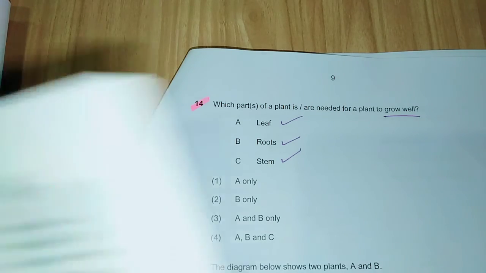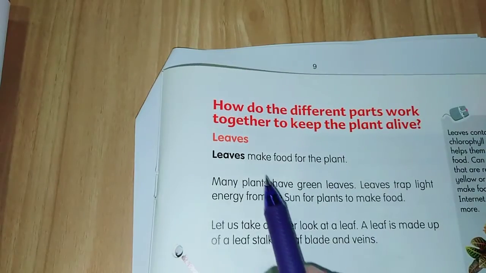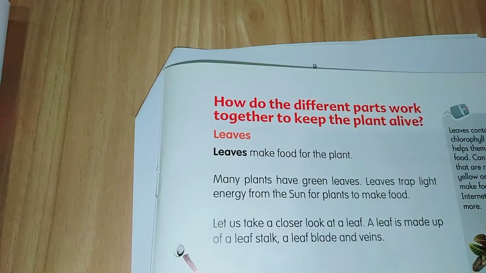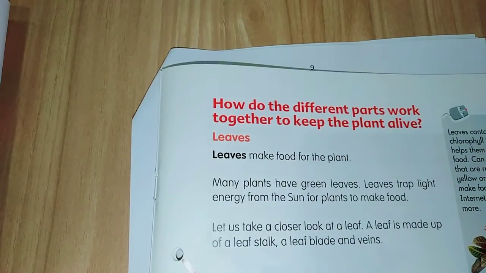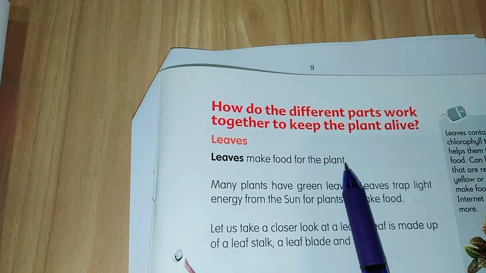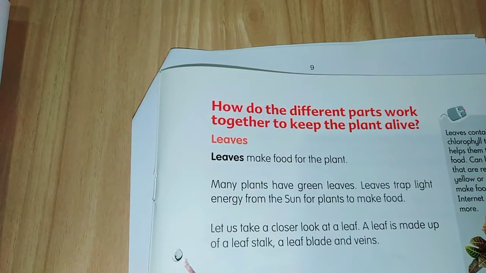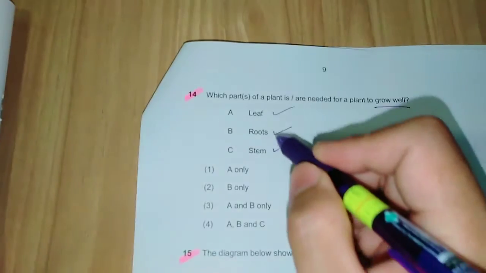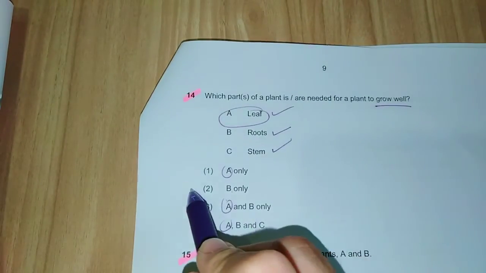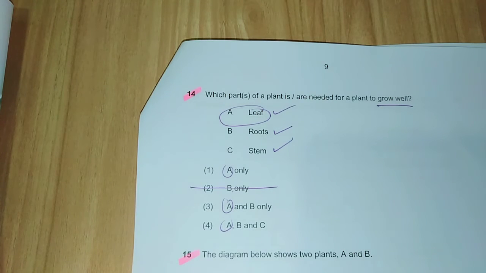Let's start with the leaf. Leaves make food for the plant. I'm on page 17 of your system book. Definitely you need this. Without food, the plant cannot grow well at all. So this is definitely important. Leaf. A is in every option except for B, so ignore this. Alright, this is not the answer.